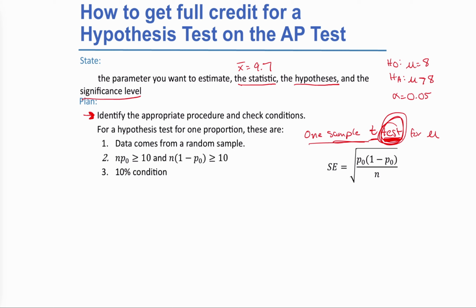Our conditions: random, 10%, and the large counts. For a proportion, it's n times p0 is at least 10, and n times (1 minus p0) is at least 10. For a mean, it's going to be the same normality condition: either the population is normal, or your n is at least 30, or there's no strong skew and outliers in the data. Just the same as with a confidence interval.